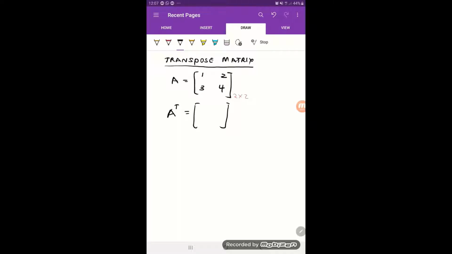First row 1, 2, change to the column. And then the second row 3, 4, change to the column. This is the A transpose.